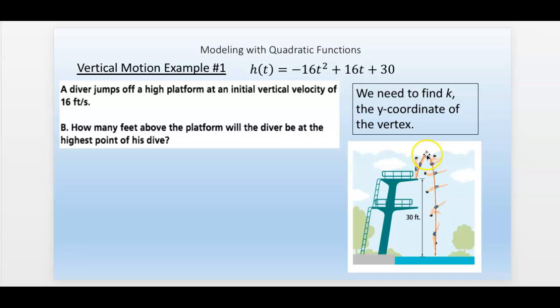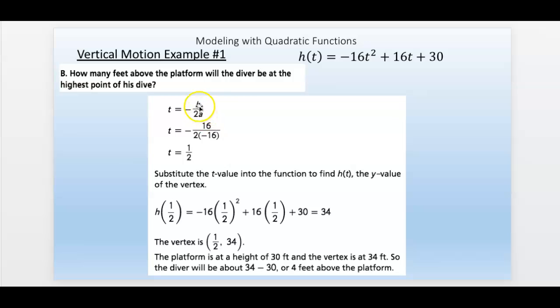Now, if they're asking how many feet above the platform will the diver be at his highest point, we have to find the y-coordinate of the vertex. All right, first we need to find the x-coordinate of the vertex, h, and then we need to find the y-coordinate of the vertex. Okay, so first we find the x-coordinate of the vertex using negative b over 2a. All right, so it takes a half a second to get to the top.